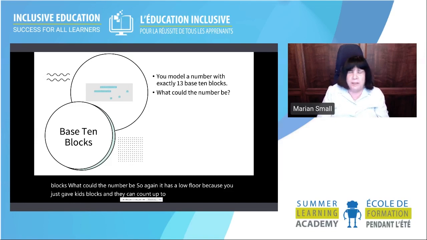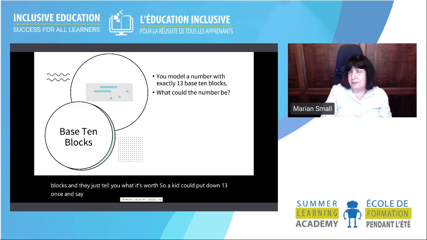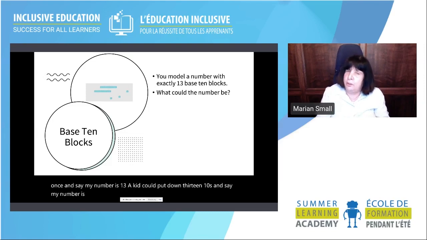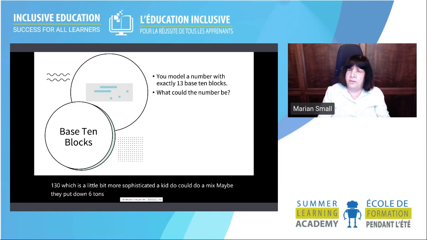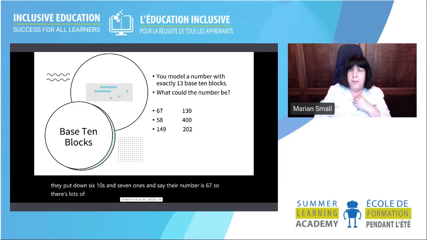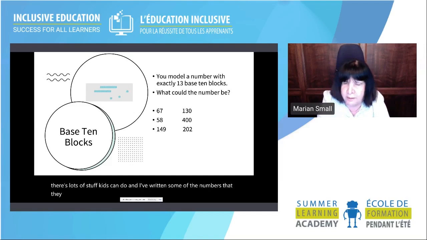They put down 13 blocks and they just tell you what it's worth. So a kid could put down 13 ones and say my number is 13. A kid could put down 13 tens and say my number is 130, which is a little bit more sophisticated. A kid could do a mix. Maybe they put down 6 tens and 7 ones and say their number is 67. So there's lots of stuff kids can do. And I've written some of the numbers that they might come up with here.